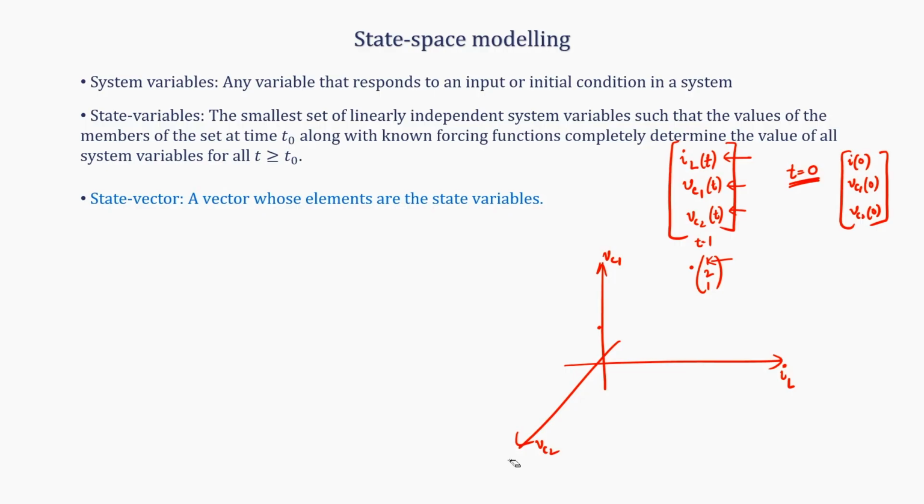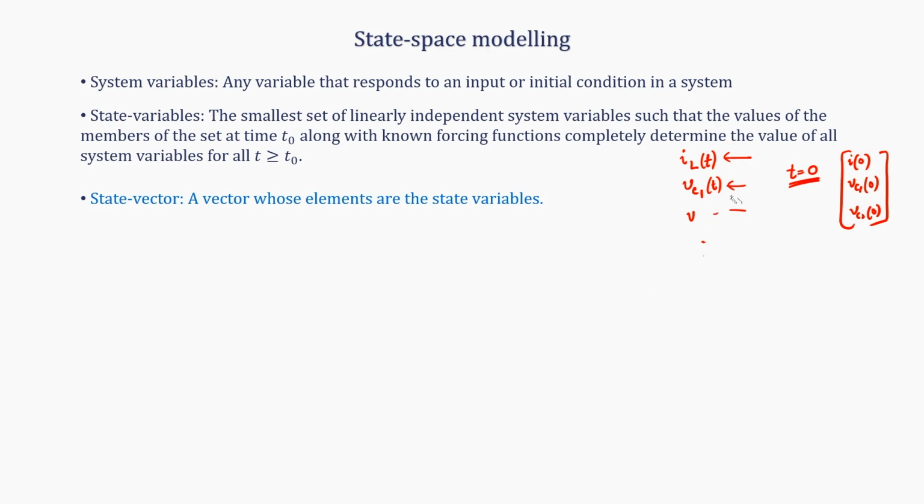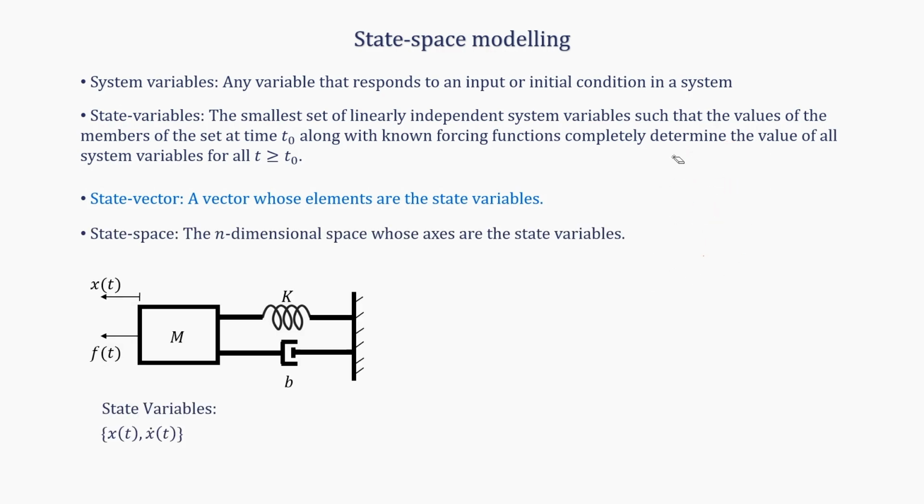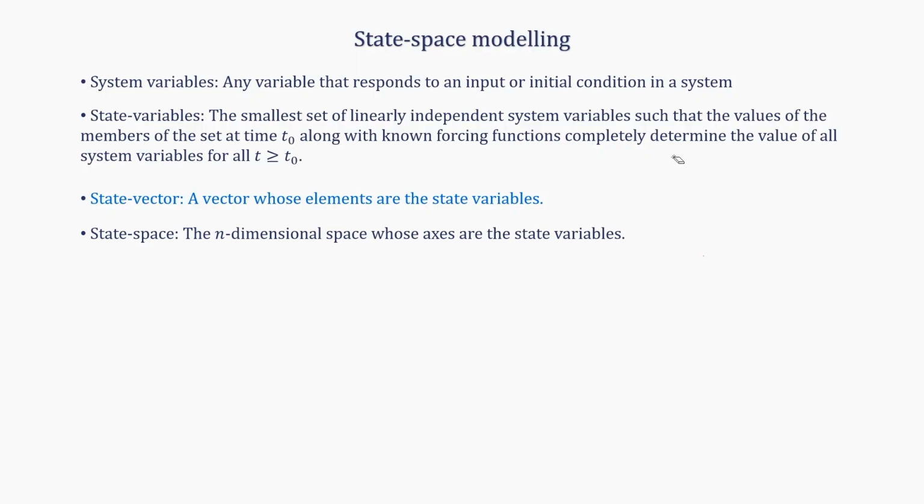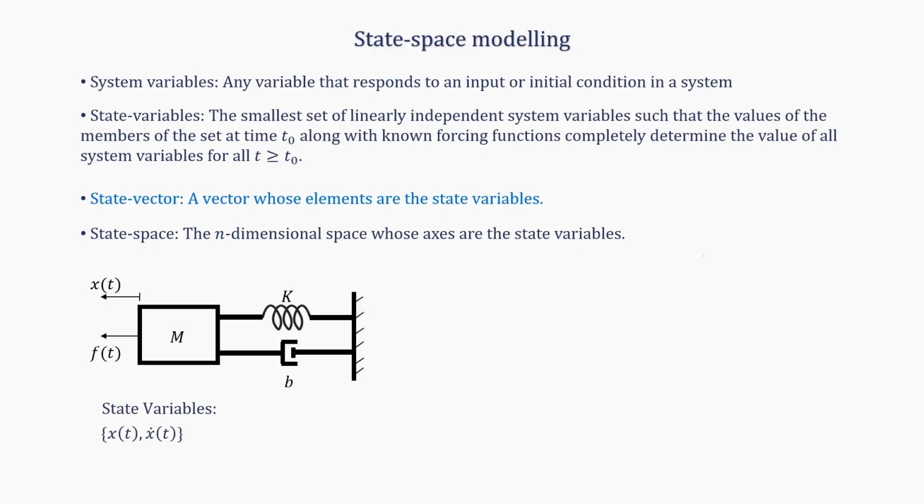Okay. Now, this idea of representing it in this plot brings us to the idea of state space. Now, what is state space? The n dimensional space whose axes are the state variables is called state space. What is the meaning of that? If I go to the mass spring damper system, in this system there are two state variables x and x dot. So, you can take x to be one axis and x dot to be the other axis. So, we will have a state space of this form.